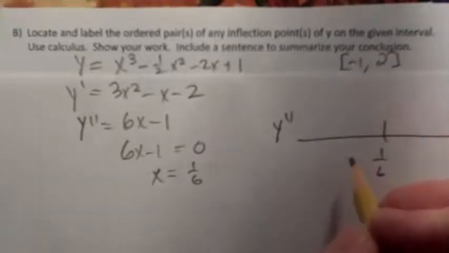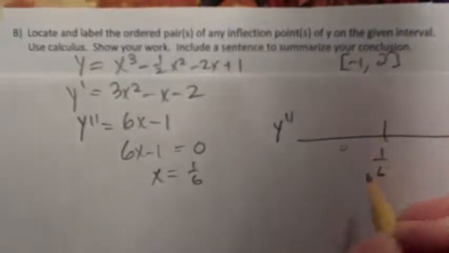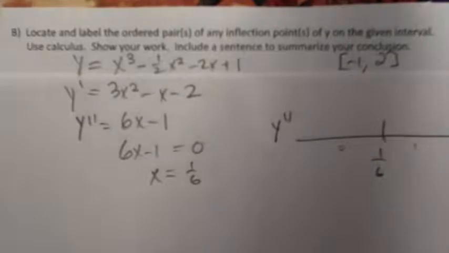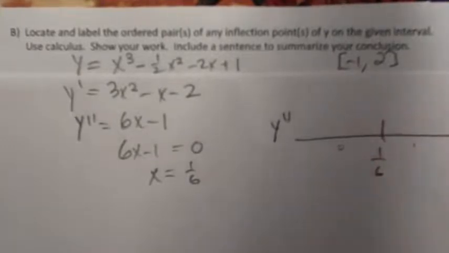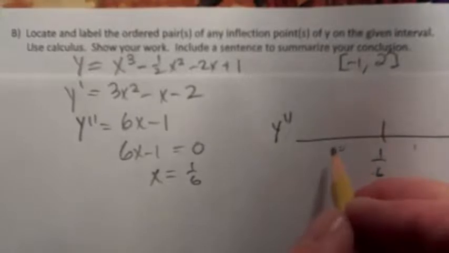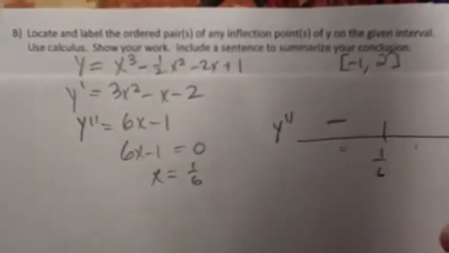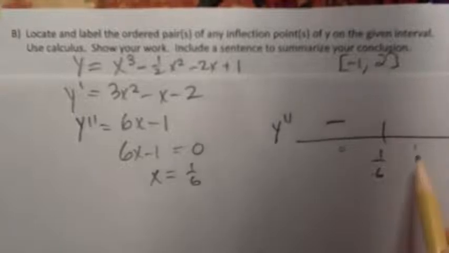If I plug in a number like, for instance, 0 would be a good test number to use on the left side, and 1 might be a good test number to use on the right side, because 1/6 is in between those somewhere. y double prime of 0 would give me 0 minus 1, that's a negative, and y double prime of 1 would give me 6 minus 1, that's a positive.